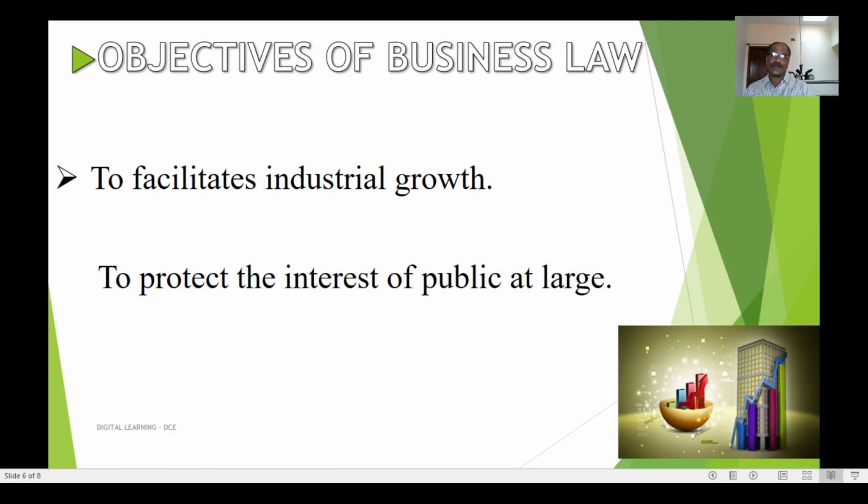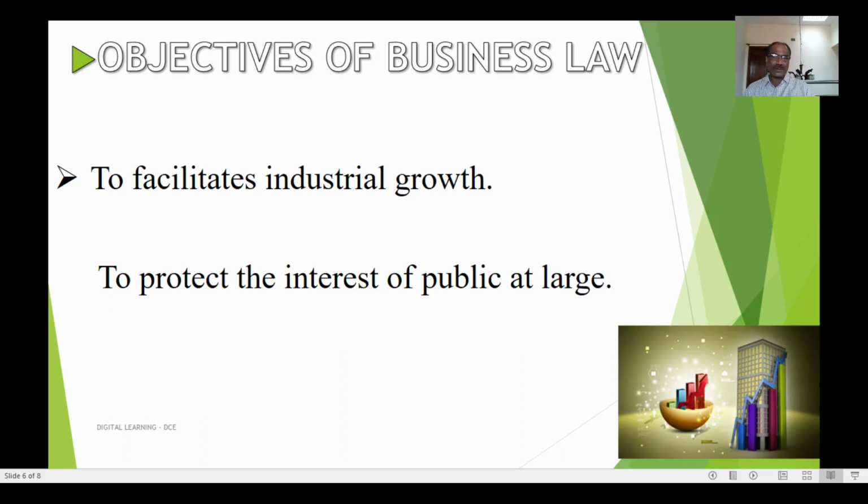Take for example the special economic zones. The business rules which are applicable for industries in other parts of the country are not applicable for the special economic zones. The rules of business are different for the special economic zones. So therefore, with the help of business law, we can expect some industrial growth. How is industrial growth possible because of the law relating to business? It is a question for us.